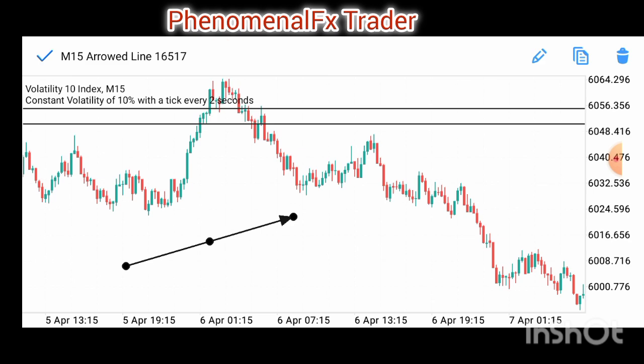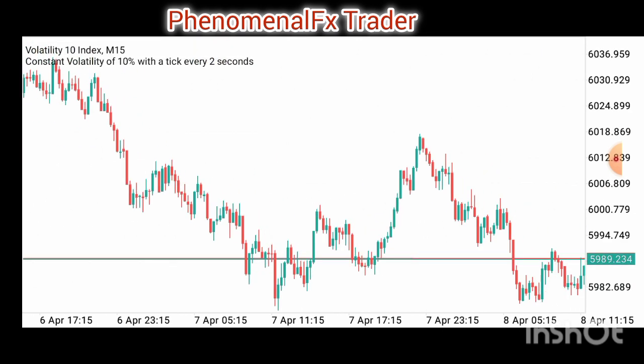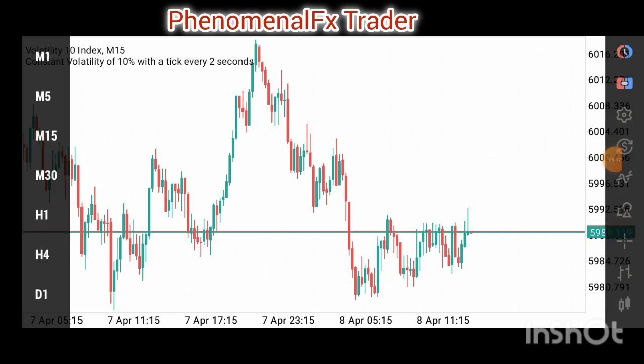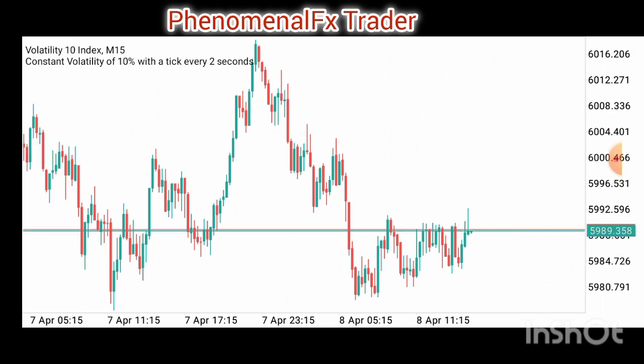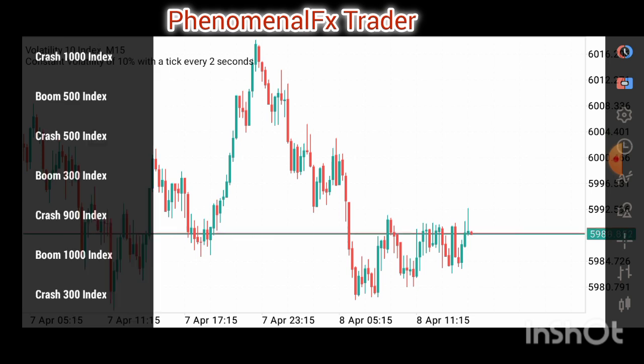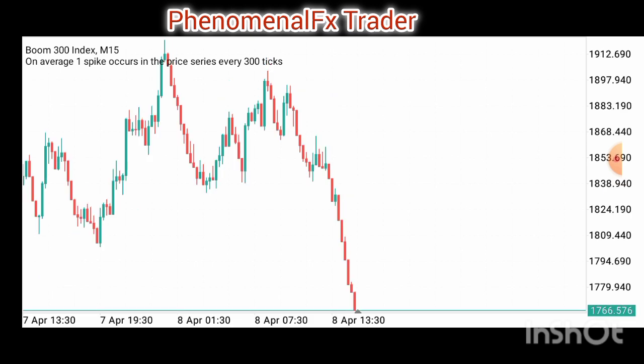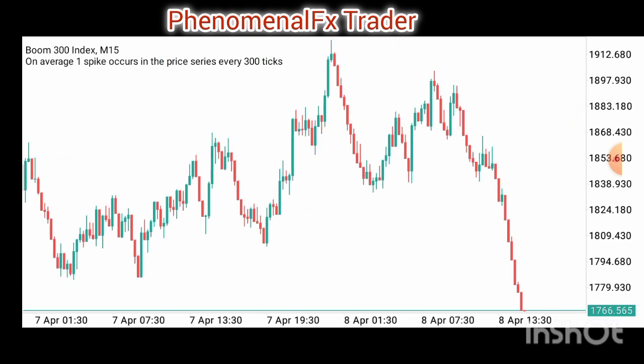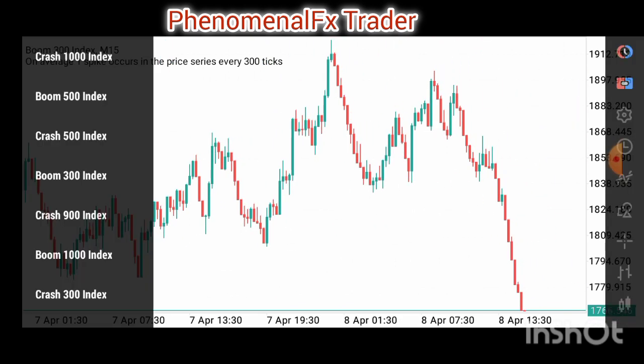All right, so that's one of those. Then the next one is a trade I just noticed, though I didn't actually take it. One of my students just drew my attention to it after it had played out. So I want you guys to learn from it too. Now it is on Boom 300 Index.